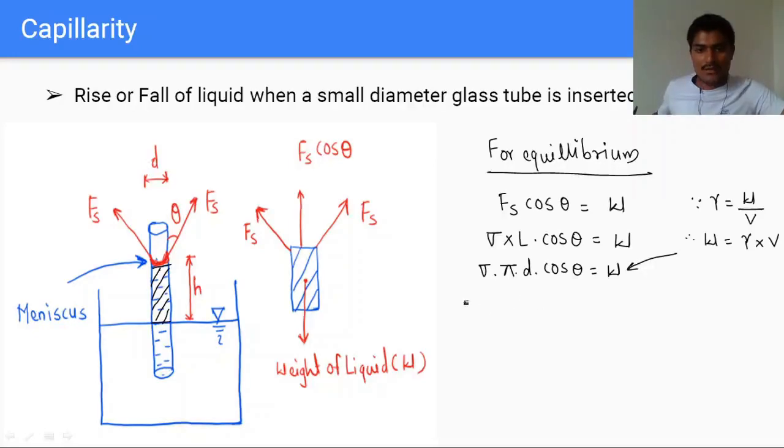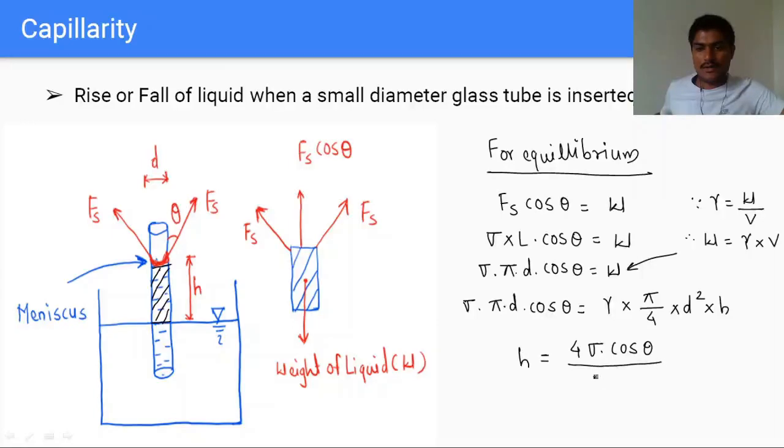So if I have to write sigma pi d cos theta, and replace W with gamma into V, volume is again nothing but area into height. Since this is a circular tube, I can write area as pi by 4 into small d square, and into height h. So if I simplify this equation for h, I will get the last equation, that is h equals 4 sigma into cos theta divided by gamma into d. So this is the last equation I will get.